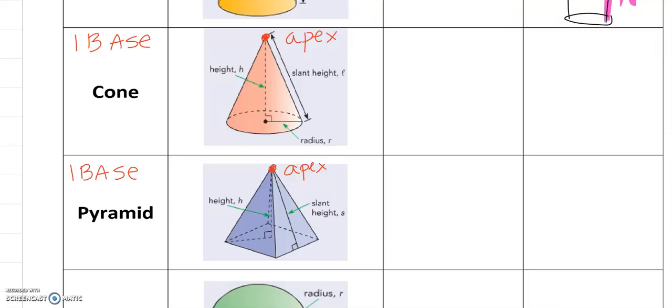Now, anytime you see that there is an apex, your volume formula is going to change. It's not just going to be a big BH. Now, you're going to have volume equals 1/3 big BH. And again, 1/3 big BH. However, with a cone, since big B isn't going to change, it's always going to be representing the area of your circular base, we're going to fix this formula. So instead of capital B, we're going to replace it with the area formula for a circle.